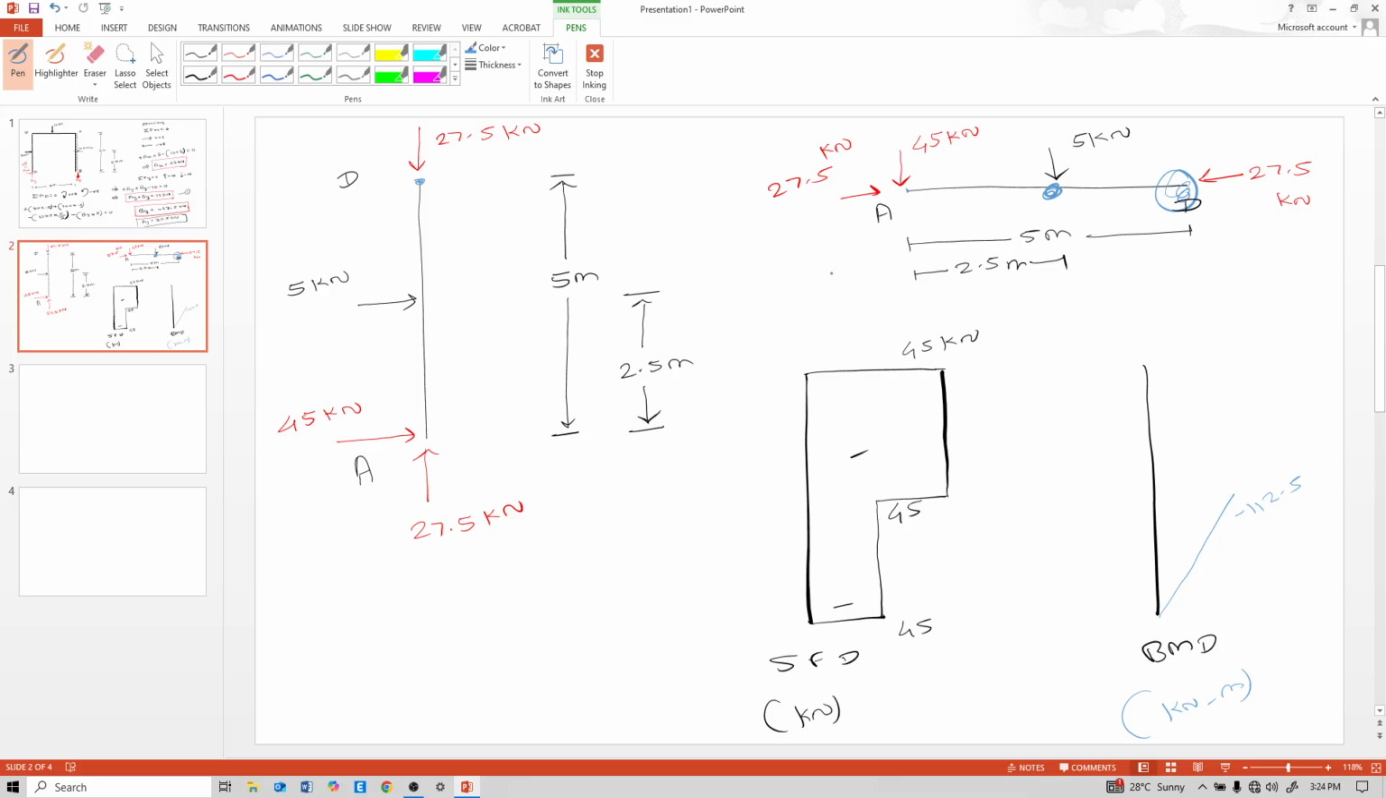Consider minus 45 into 5. This distance into 5 and minus 5 into 2.5. It is minus 237.5. Now DC.